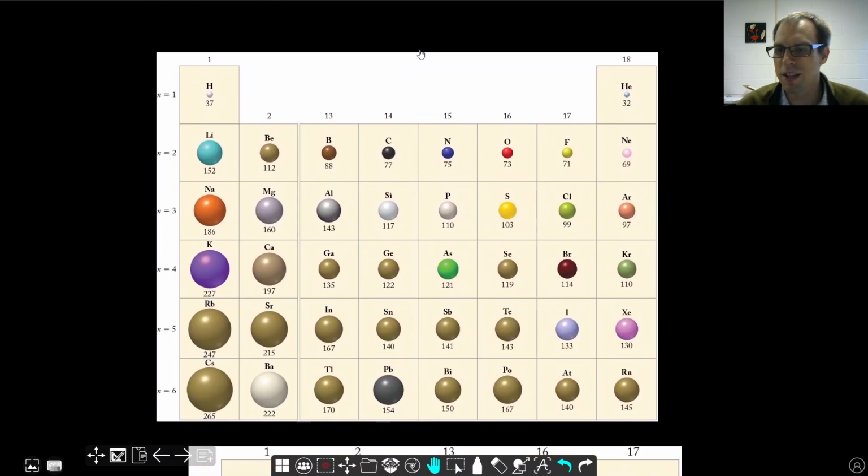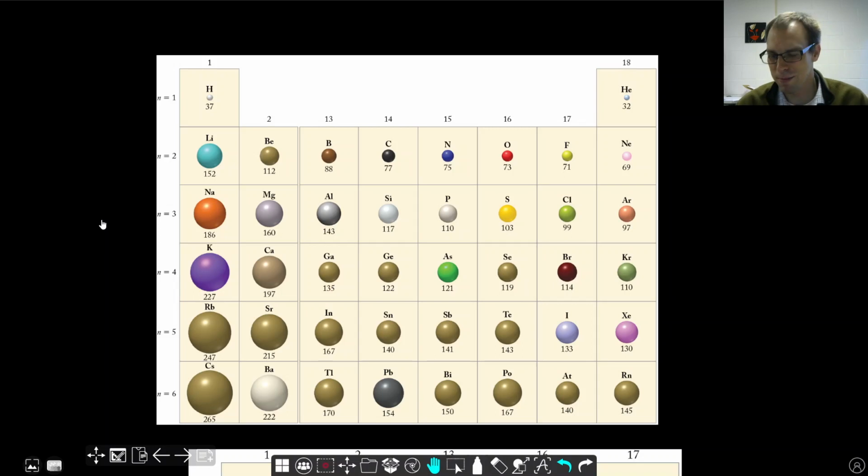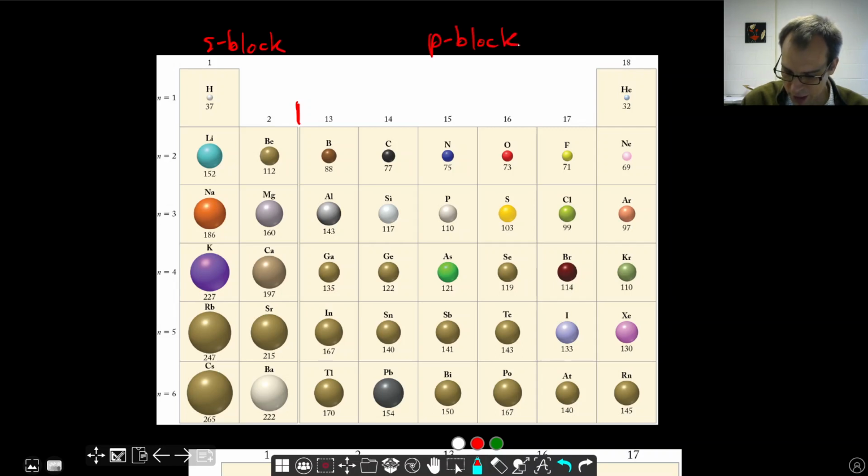We're skipping over the D block elements just to make this trend a little bit more clear. So you may notice there's a break here. Let me draw in red on this. There's a break here between the S block and the P block. We're mostly going to focus on these.